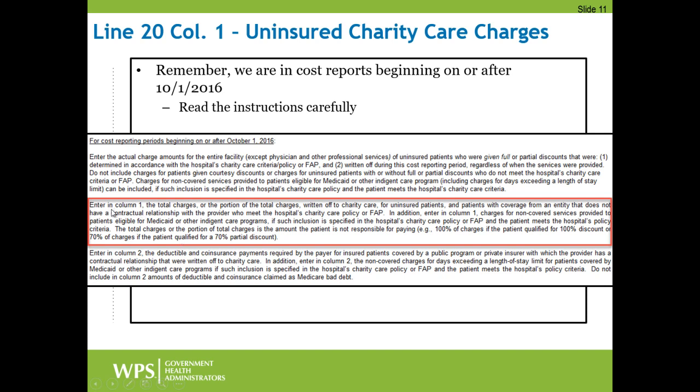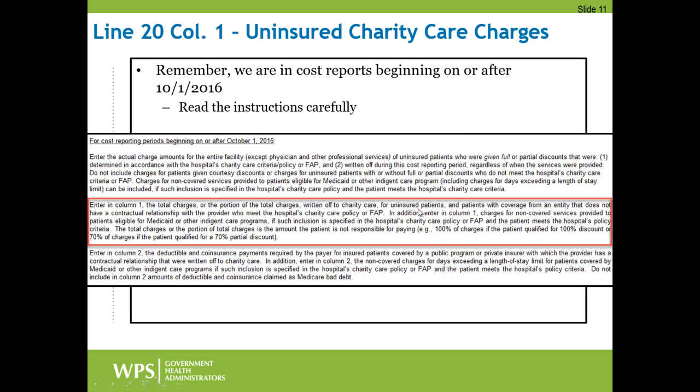So enter in column 1 the total charges or the portion of the total charges that were written off to charity care. So again, this is different than last year. We only want the amount truly written off to charity care. For example, if the patient had a $1,000 service, but you only approved it for 70% charity care, then only $700 of that should be on line 20. The other $300 would not go anywhere. The other portion is not charity care. That's different from the prior years.